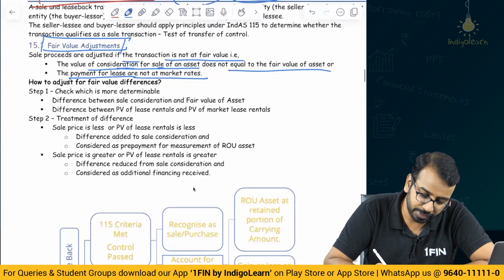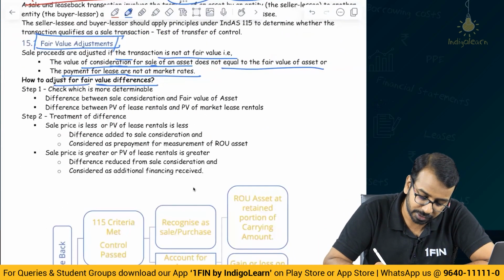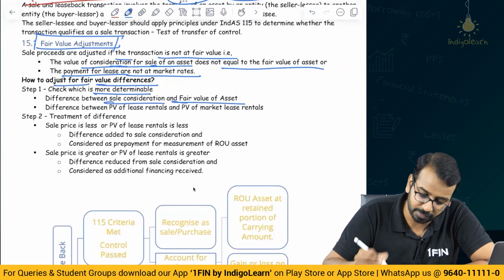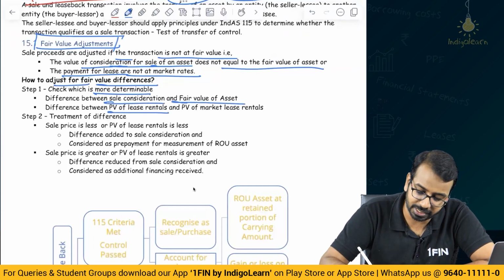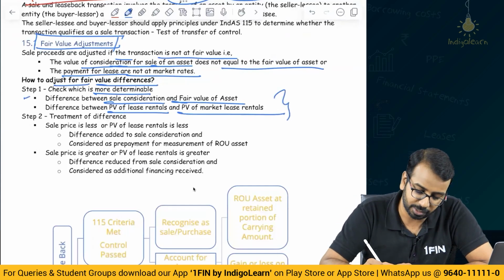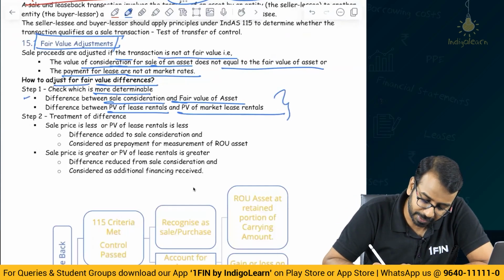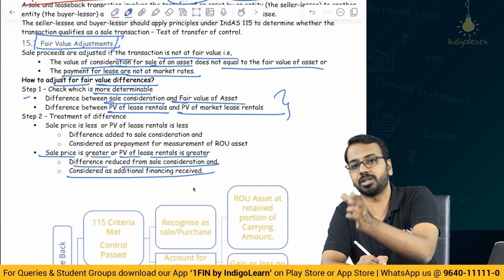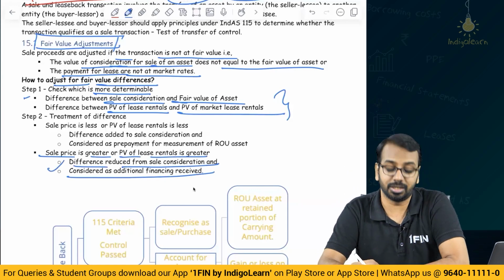Okay. So how do we adjust for fair value differences? Check which is more determinable. Means what? Either the difference between sale consideration and fair value of the asset, or the present value of lease rentals and the present value of market rentals. Whichever is more determinable, first determine that. Second, if the sale price is greater than the fair value, the difference is reduced from sale consideration and treated as additional financing. So whatever amount is additionally received is treated as additional financing.